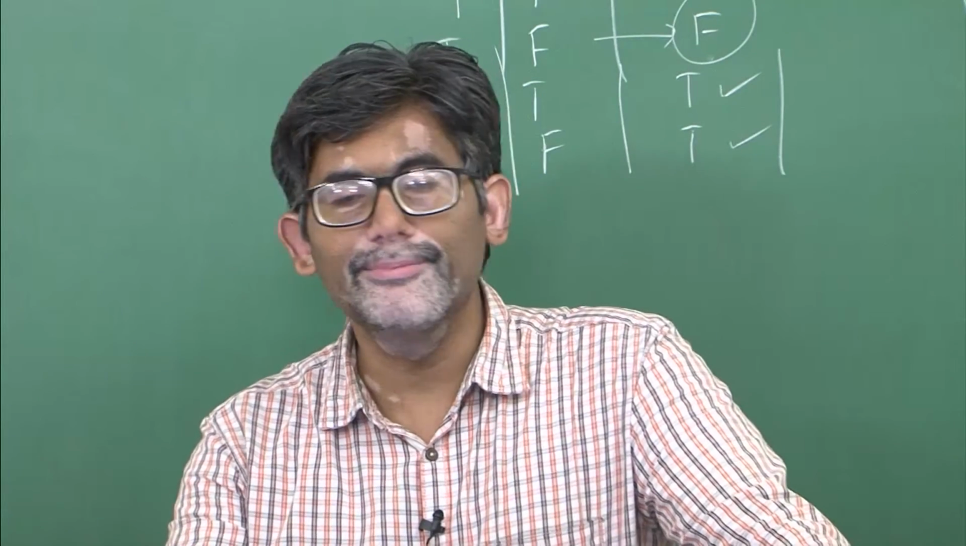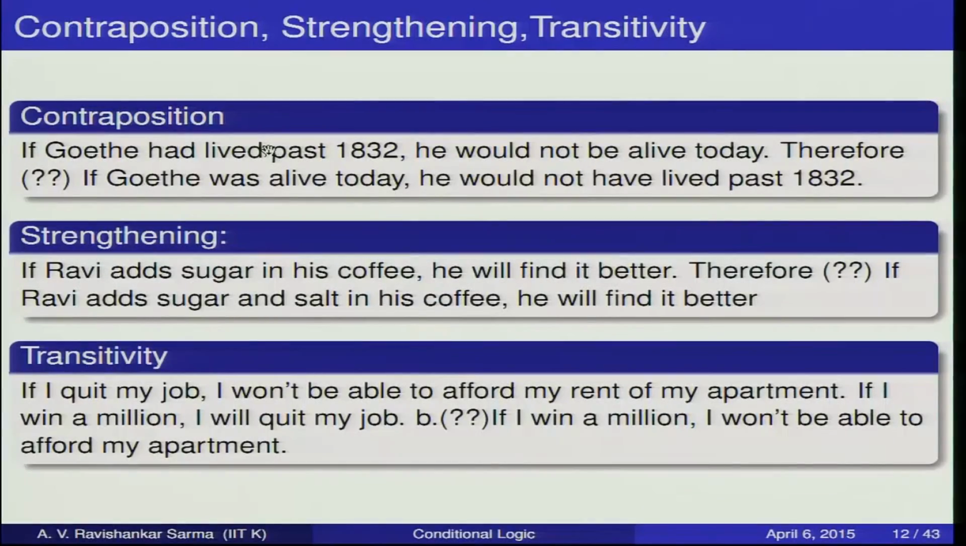These are some of the examples of the failure of contraposition, strengthening and transitivity. For example, contraposition fails in the case of conditional sentences when it is applied in day-to-day discourse. It is like this: if Goethe had lived past 1832, he would not be alive today. Therefore, the contraposition is, A implies B implies not B implies not A. Therefore, if Goethe was alive today, he would not have lived past 1832. This is not acceptable to us. The second example is the one which I already discussed.